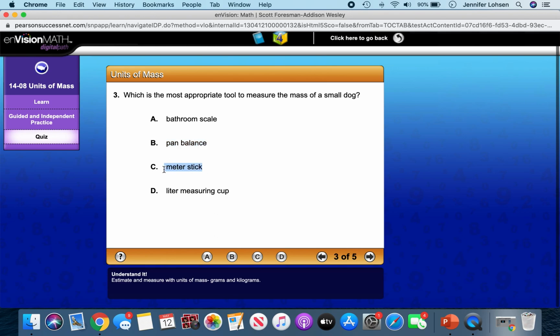A meter stick, that measures length. That's not going to tell me anything about the mass of a small dog. And a liter measuring cup measures capacity or volume. So again, that's not going to tell me anything. So I'm stuck between these two.